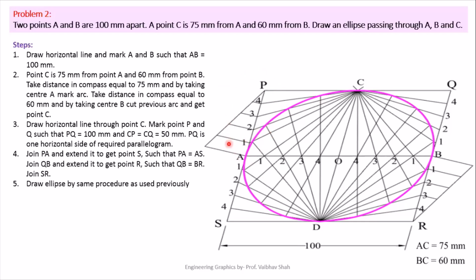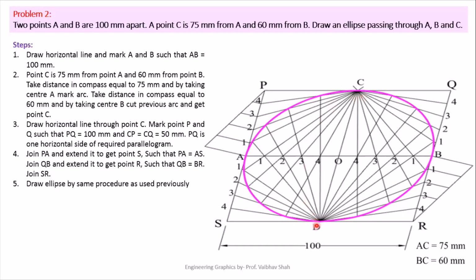After division, we'll be giving numbering from this point: 0, 1, 2, 3, 4, and 5. The 5 point would be point P itself. After that, you will be drawing lines from your 1, 2, 3, 4 points connecting your point C. So 1 to C, 2 to C, 3 to C, and 4 to C.